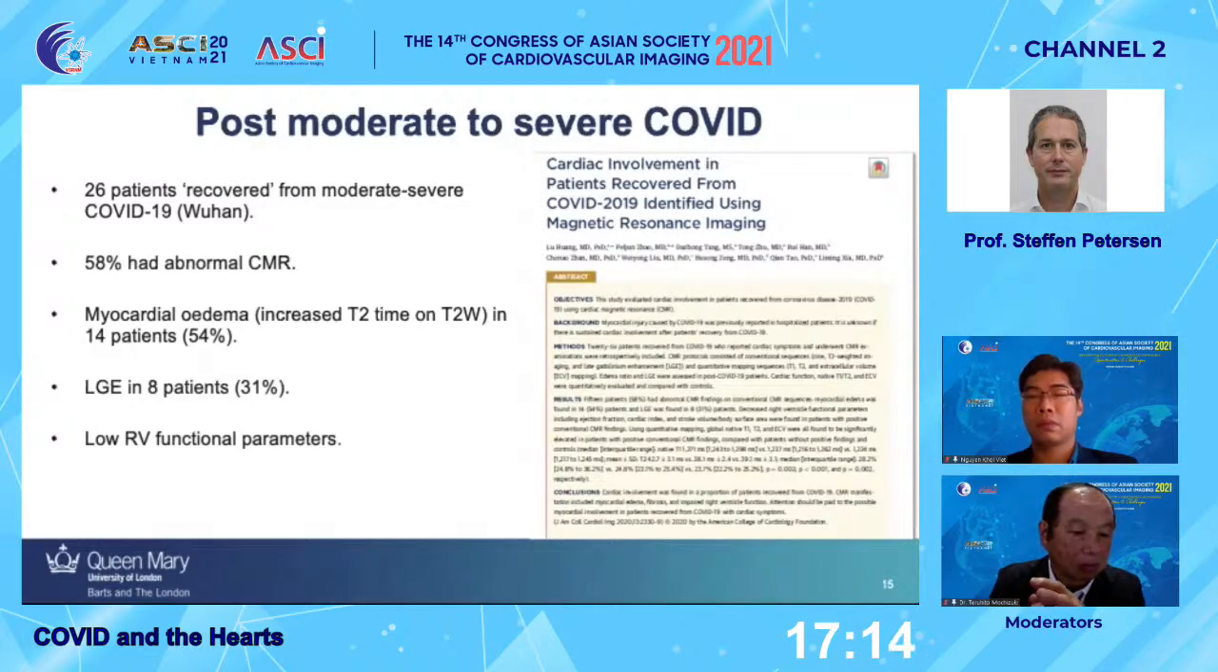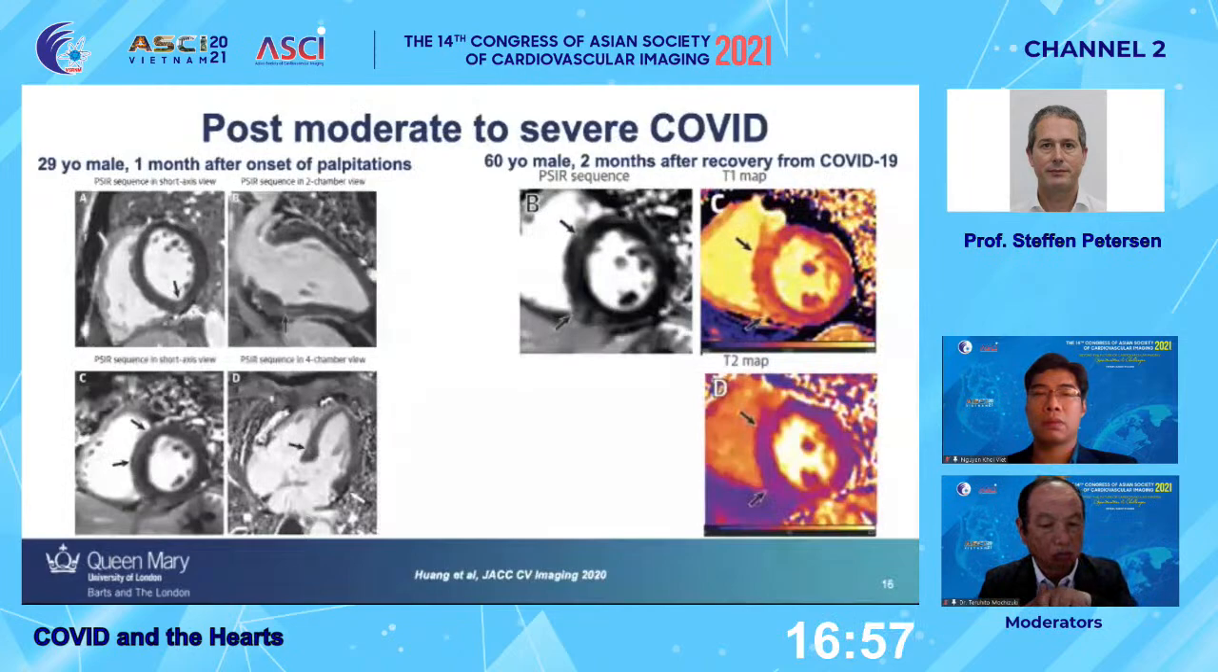Myocardial edema on T2-weighted images was present in 14 patients, or 54%. Late gadolinium enhancement was present in 31%. Lower RV function was found in patients with positive conventional CMR findings. Here are some example images from this series from Wuhan.